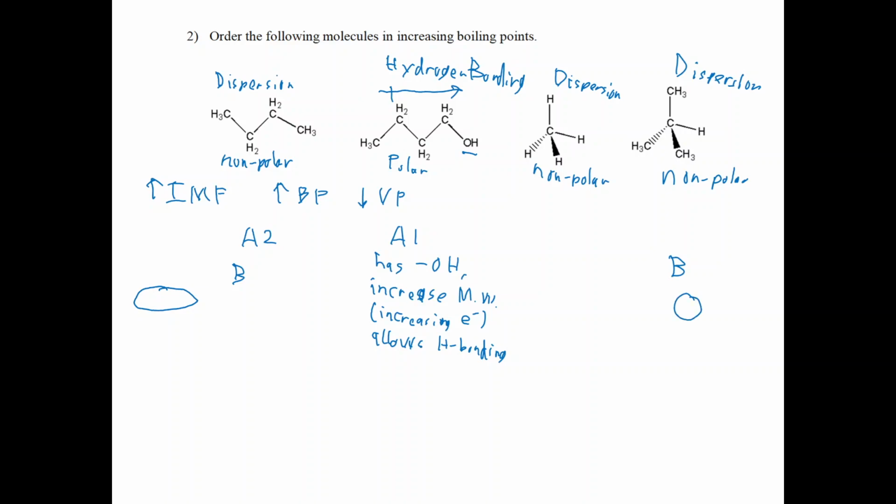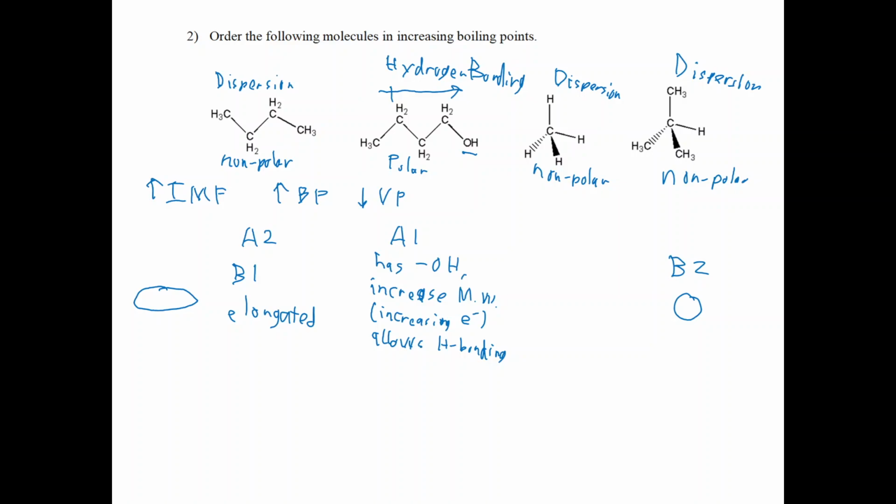Since it's more elongated, it's more polarizable. And since it's more polarizable, it is going to have stronger intermolecular forces. So I'm going to label this as B1 and this one as B2. Again, I'm just giving the one with the higher intermolecular force the higher rating.